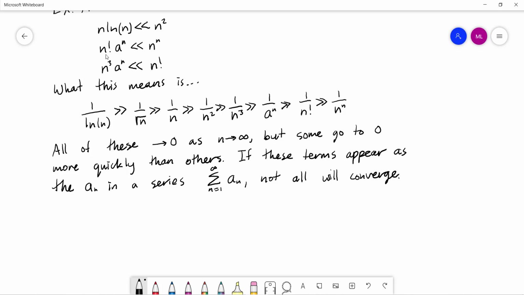So we said this before. The terms need to go to 0. In an infinite series like this, if it's going to converge, eventually the a sub n's need to go to 0. We eventually need to be adding on 0 additional terms. But that's not sufficient to show convergence.